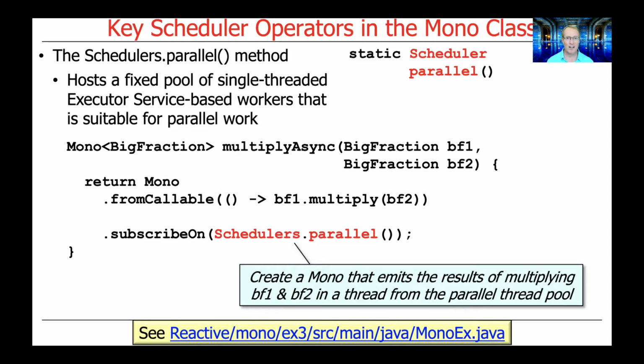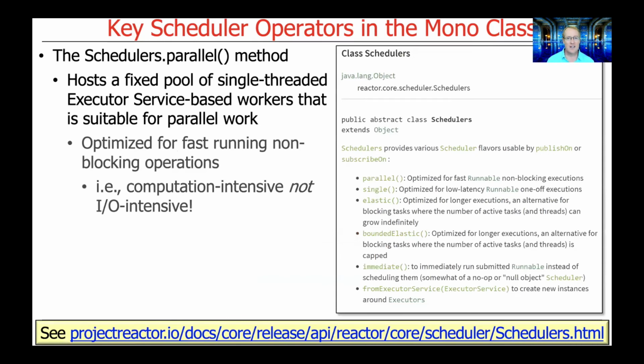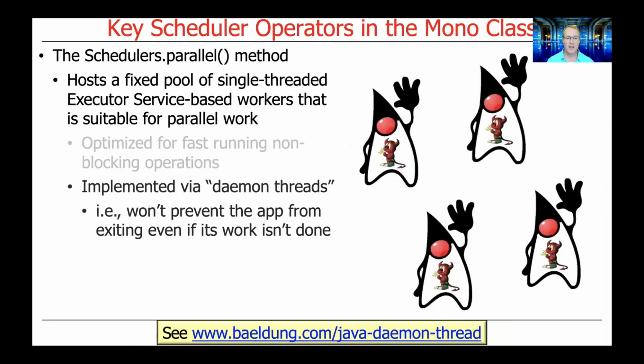You don't have to worry about creating threads. You don't have to worry about stopping threads. The threads are going to be created ahead of time in a thread pool, so the creation cost will be amortized. The parallel method is optimized for fast-running, non-blocking operations. These operations are typically compute-intensive, not blocking I/O intensive. There are other ways of having other kinds of pools that are more designed for use with blocking I/O, and we'll talk about them later.